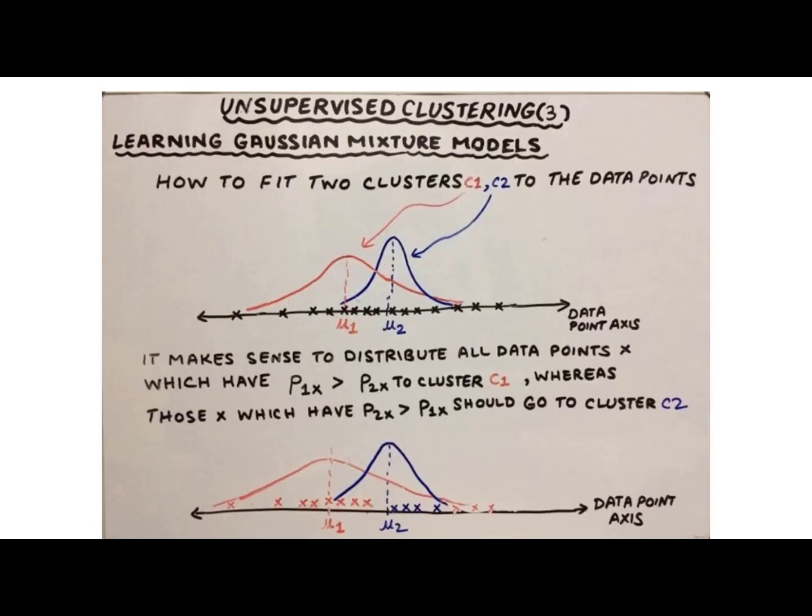We are going to specifically look at the case of fitting two clusters C1 and C2 to the given set of data points. The two clusters have different means and quite visibly different standard deviation values. Cluster C2 has lower standard deviation, therefore it has higher probability value at its mean, and the red cluster, cluster C1, is more spread out and it has a lower peak value, that is the value at the mean mu1.